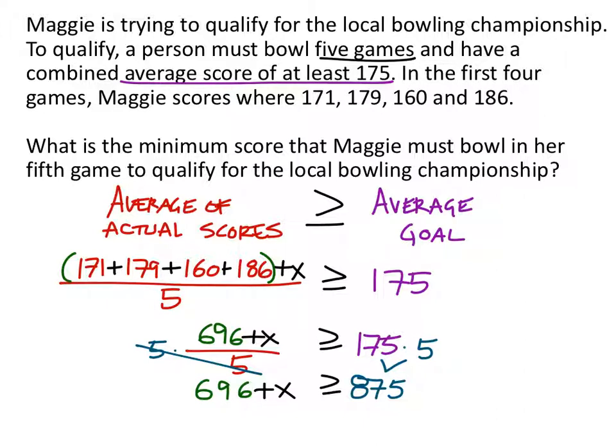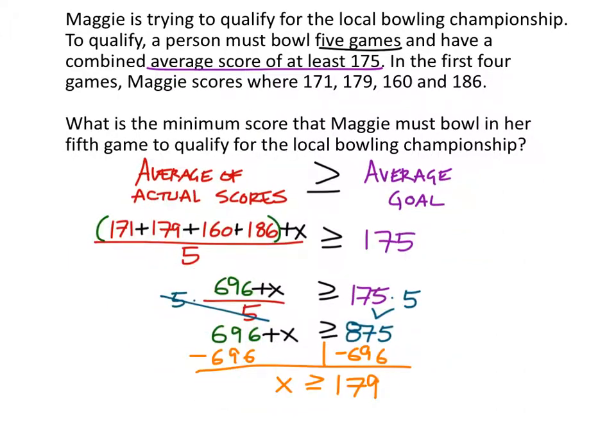Now again, let's just consider this in context. That 875 would be the minimum sum of the 5 scores from bowling all 5 games. And right now, Maggie's only bowled 696, so she's a little ways off, but it looks like we can solve this one still.